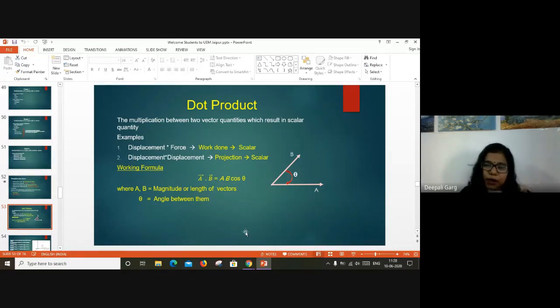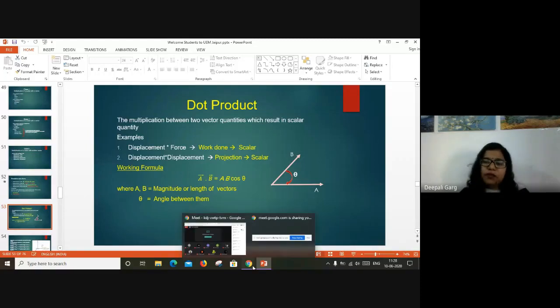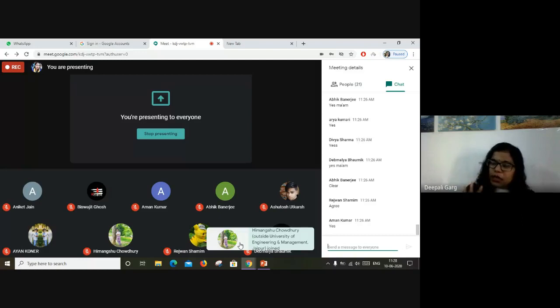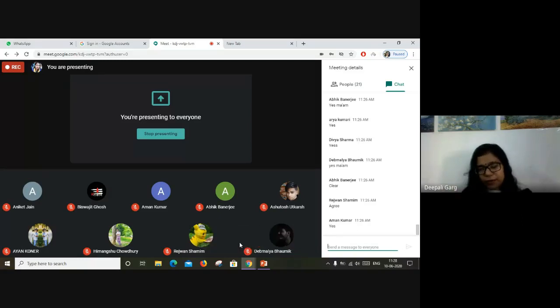Now, the important part of the discussion is that this theta can be measured from A and can also be measured from B. The reference for measurement of theta will not change the dot product. If you measure theta from A, your dot product will be the same. If you measure theta from B, the dot product will also be the same, because the dot product is a scalar quantity, and a scalar quantity has no effect of direction over it.